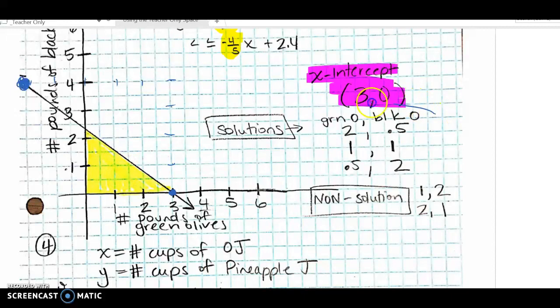So here I've listed some possible solutions. Notice I did use decimals here because we're talking about pounds of olives, so I assume this is something where you can get as many pounds as you want, or they weigh it when you go check out. So she could have 0.5 and 2 if she preferred black olives over green, or she could have 2 and 0.5 if she preferred green olives over black, or she could have 1 pound of each. All right, so those are some possible solutions.